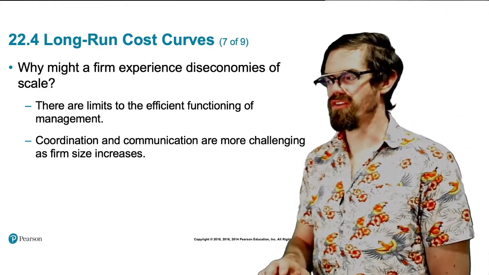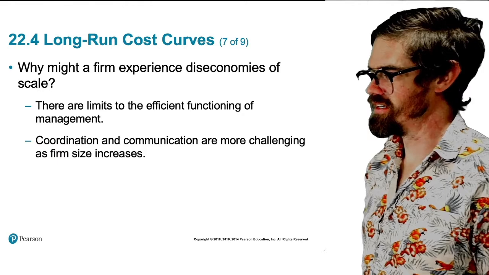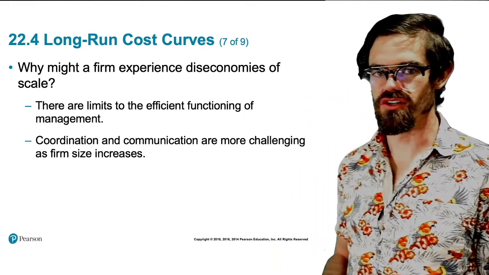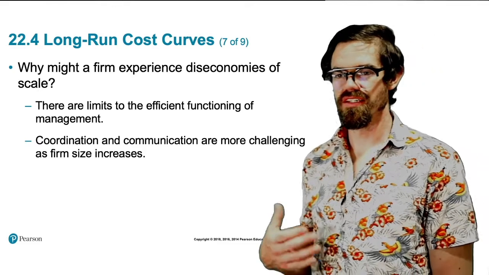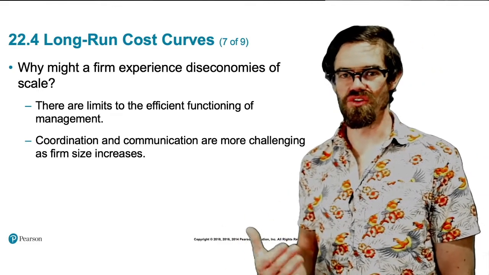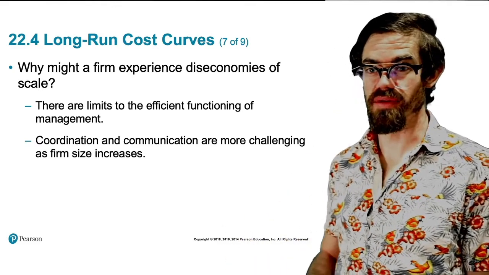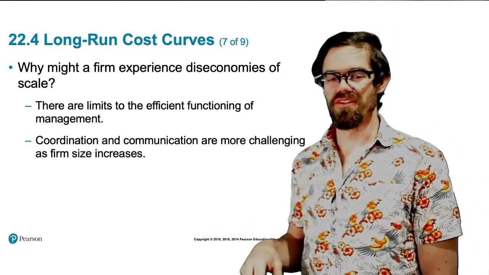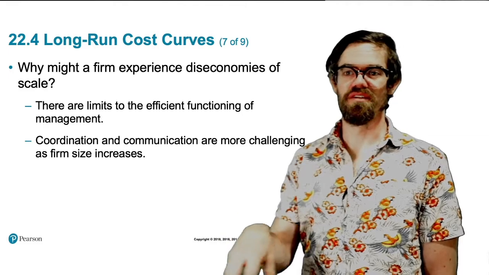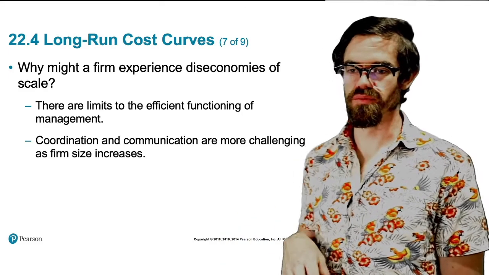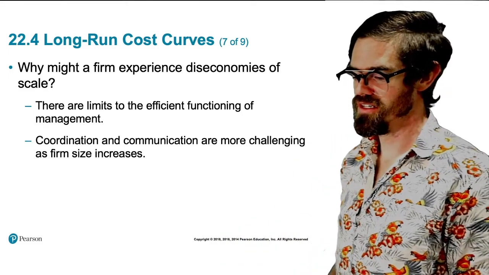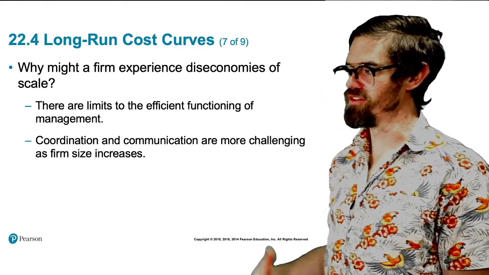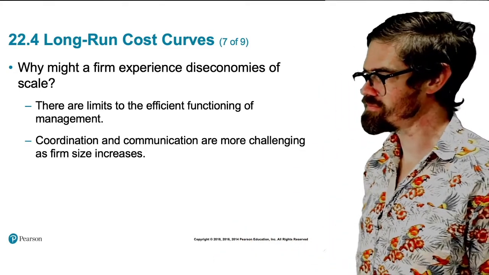Now, why might a firm experience diseconomies of scale? Well, there are limits to the efficient functioning of management, right? So management is this weird thing because managers don't actually produce anything, right? They manage people that produce. And so at first, there are some efficiency gains from management, but there are limitations to this. And eventually it can become a drag on the economy if there's more and more management.